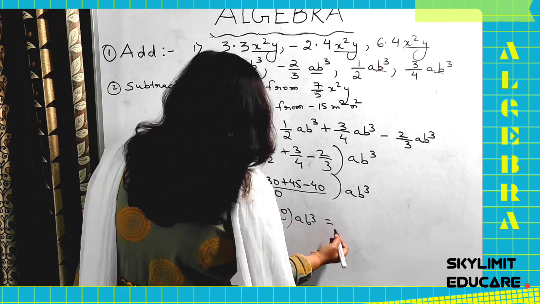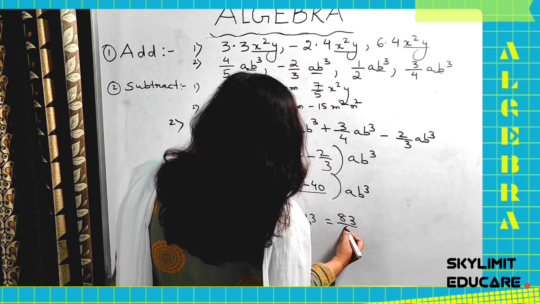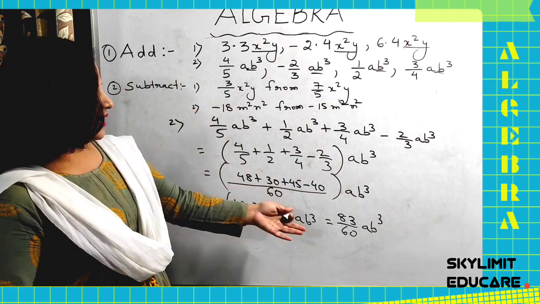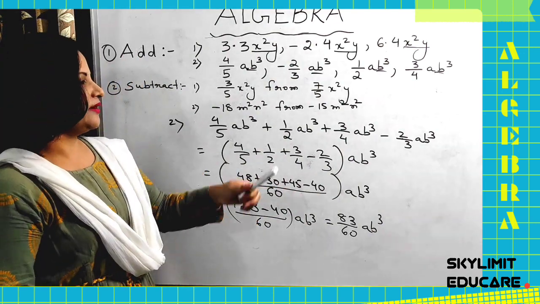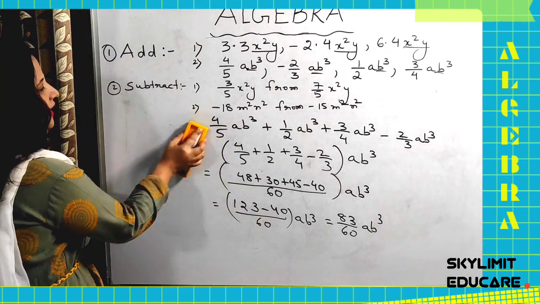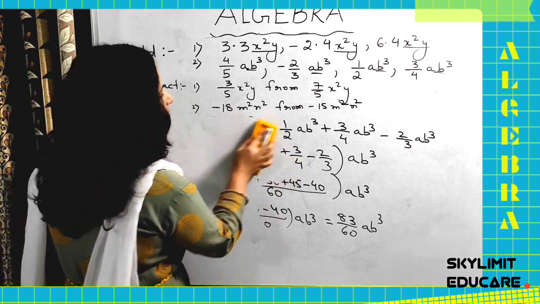Yes. So now you can subtract. It's 83 by 60 AB cube. And here comes your answer. So very simply you can arrange it like this and solve it. Okay. Looks complicated, but if you solve it peacefully and carefully, then it becomes very easy.